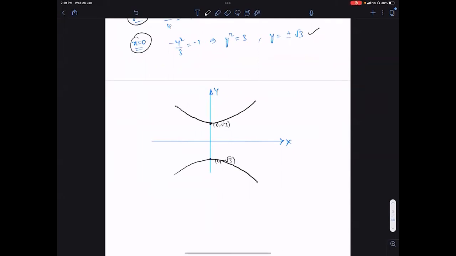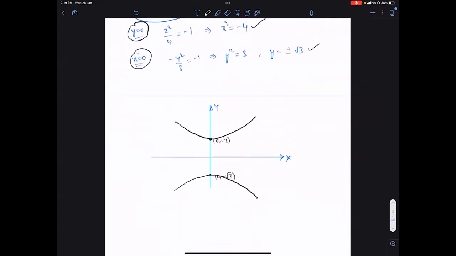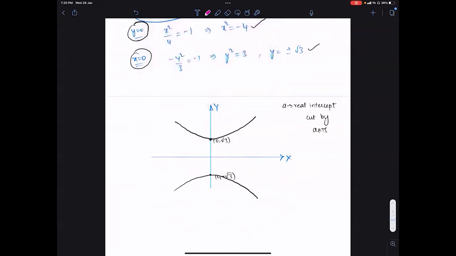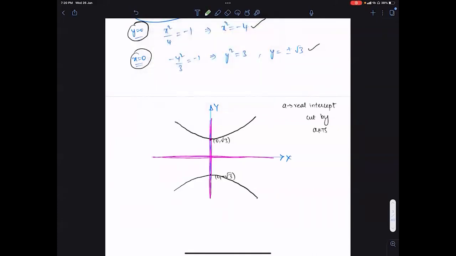But anyway, that is not the point. Our point is how to find a and b. See, always a is the real length, the real intercept cut by the axis. We discussed in ellipse also the axes, which are nothing but axes of symmetry. Hyperbola also has two axes of symmetry, one like this, another like this. One axis of symmetry will cut the hyperbola, the other will not. As simple as that.